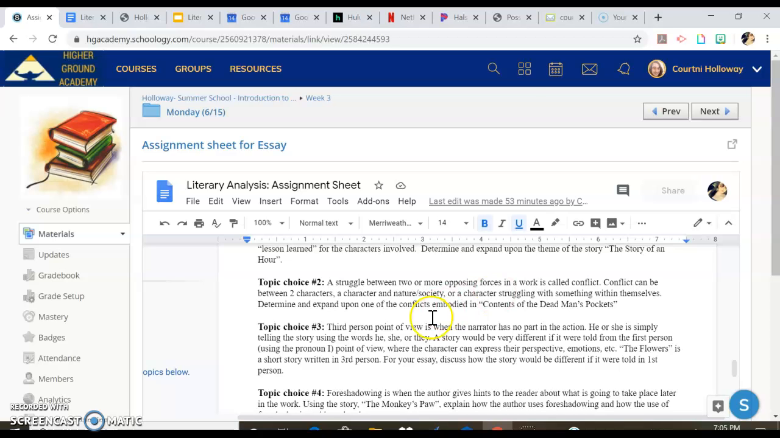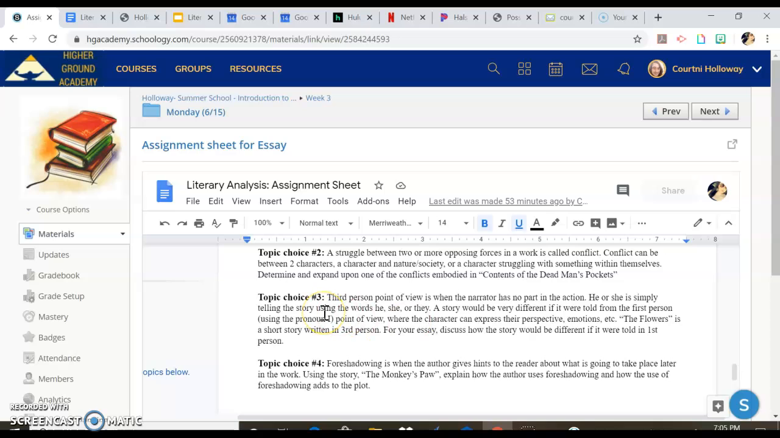how that is what the story is trying to say about this conflict, or how the story represents this conflict. Topic choice 3 is pairing point of view and the story The Flowers. So The Flowers was that super basic, very short story that is told in third person. It was the very first story that we read. And what you would do for this topic choice is you would write a thesis about how this story would be different had it been written in first person.